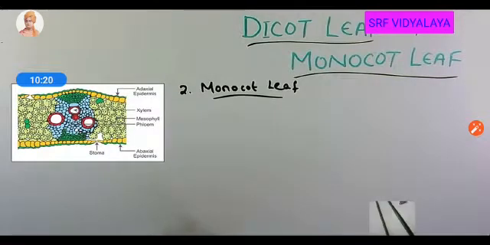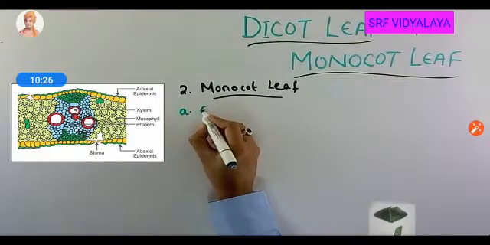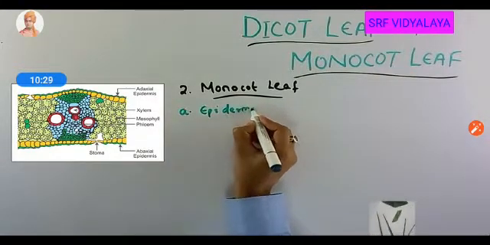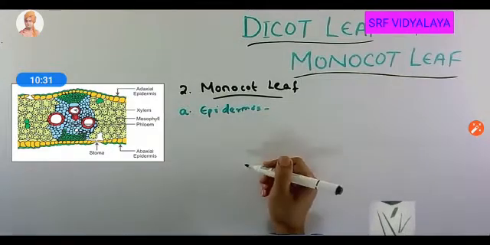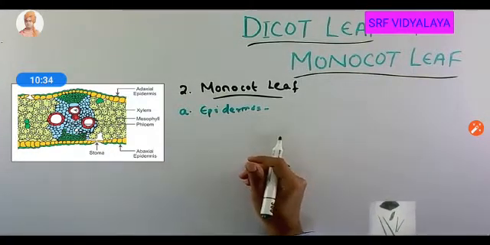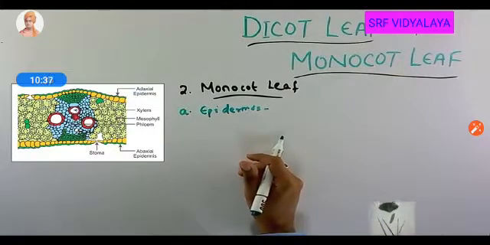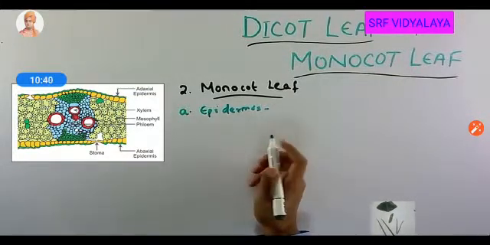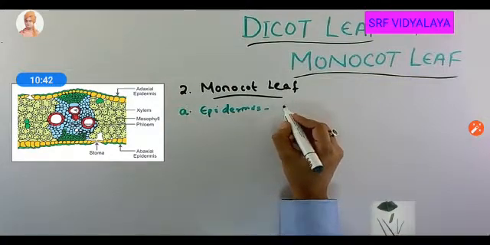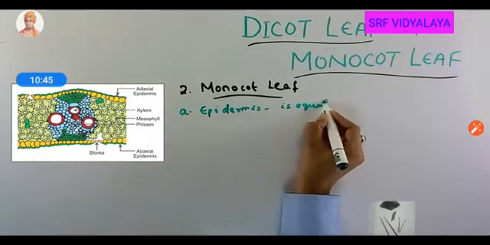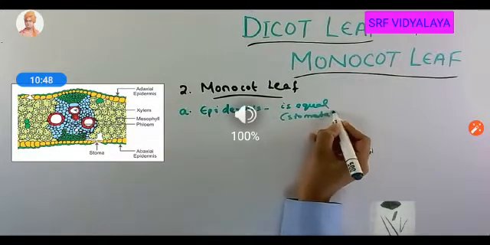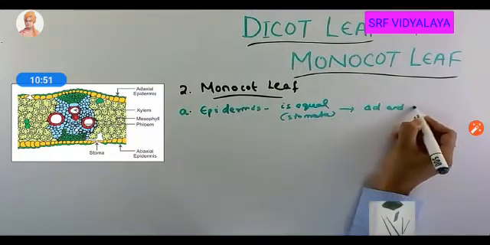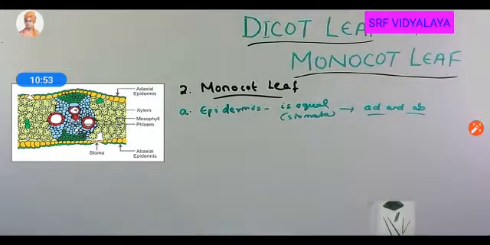Similarly, the monocot leaf comprises three parts. The first is the epidermis. In the epidermis all the parts are similar, like adaxial epidermis and abaxial epidermis, but in the monocot leaf the number of stomata is equal in both the adaxial as well as abaxial epidermis, whereas in the dicot leaf it was greater in the abaxial epidermis than in the adaxial epidermis.